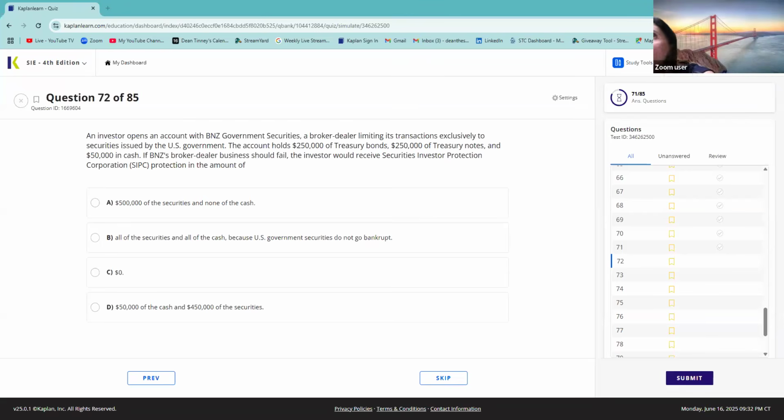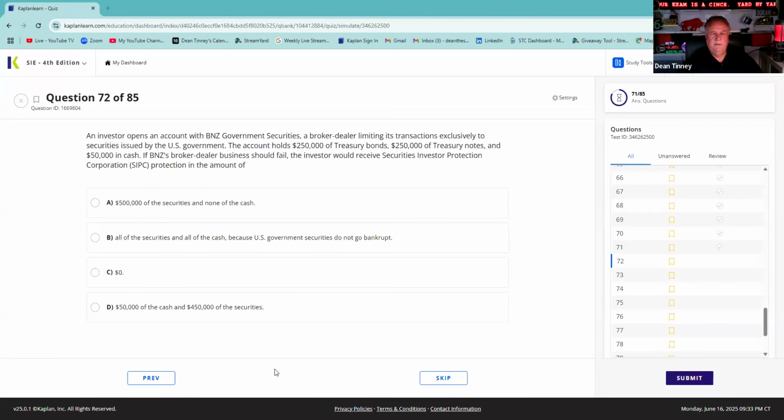So they have 250 in cash, right? Where does it say cash? I don't see 250,000 in cash. That's the maximum, right? Well, yeah, that's exactly right. So he will receive the 50 in cash. Well, remember, we go securities first. Okay, so we go securities first.